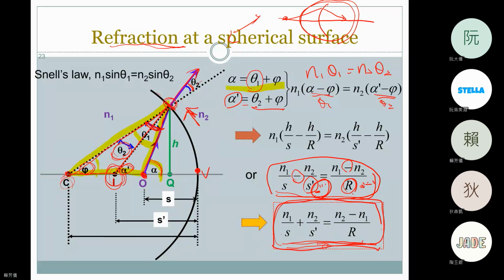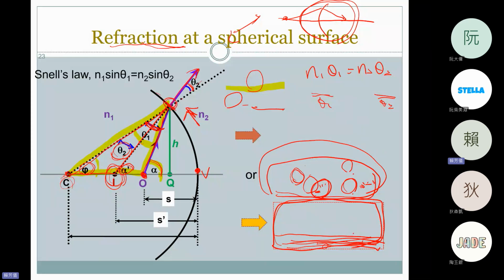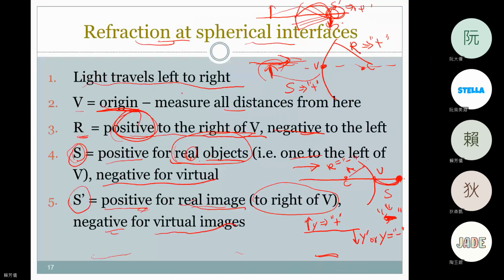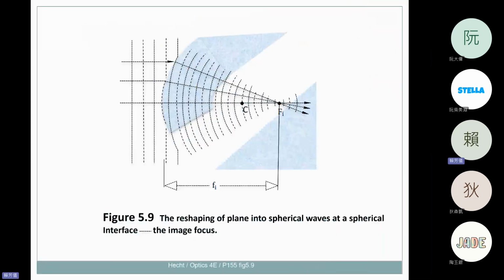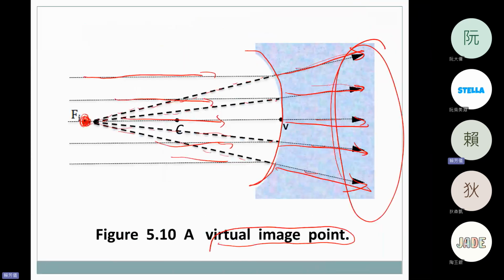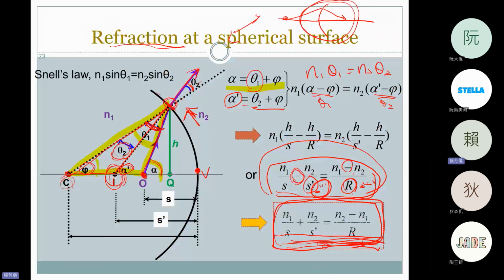Okay, because the s-plane is minus, it will be the same as here, and the r will be minus, also the same as this one. So just using this equation and following this rule of the sign, we can also use this equation to find out where the image is.